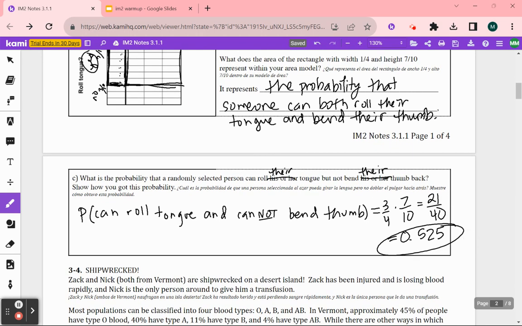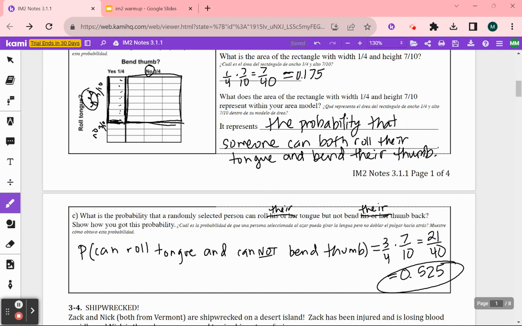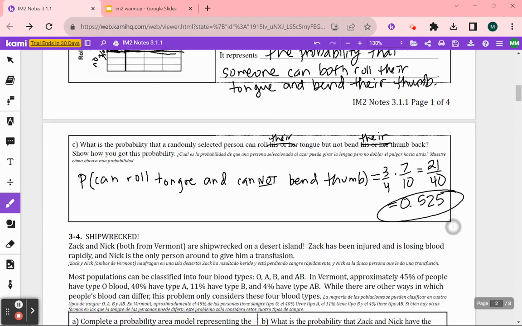The probability of something corresponds to the area of the section of the area model represented by that probability.